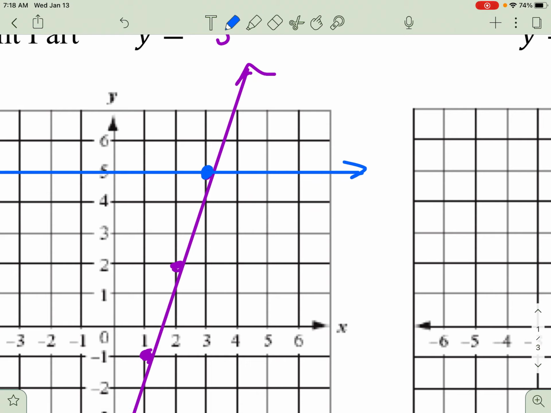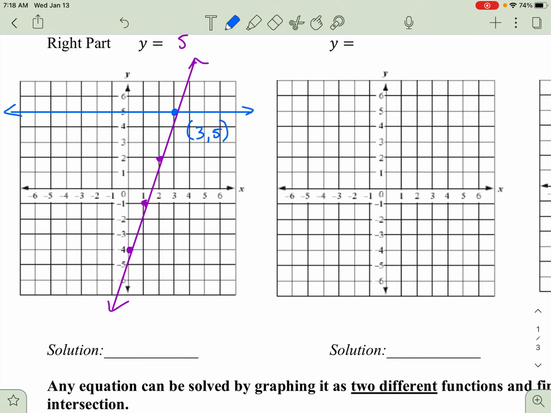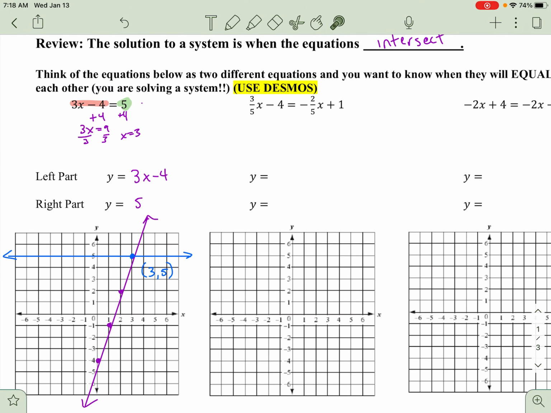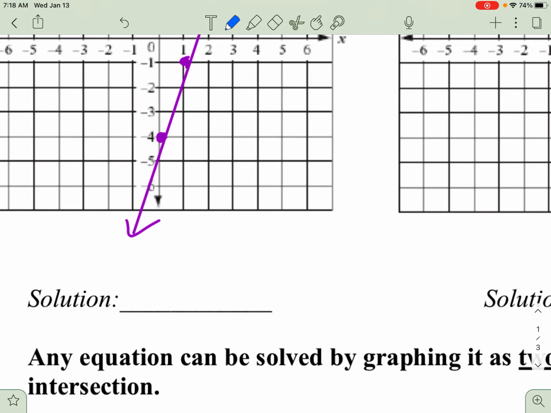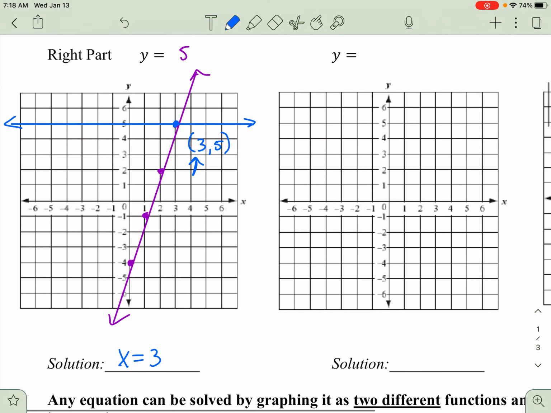Now, where do those two lines touch? They touch right here, which would be at the point 3, 5. That's my x value, my y value. So where is the solution? Now, here's the one difference that we haven't really discussed, but in a regular equation where there's only one variable, then our solution is just going to be that variable. So in this case, it's 3, right?